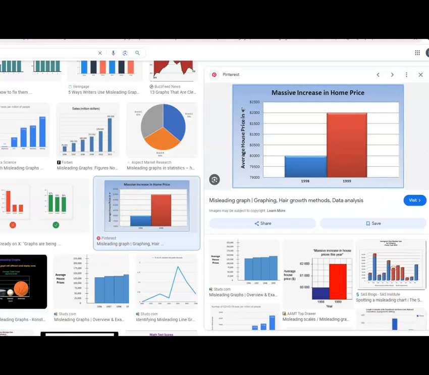Here's another one that looks problematic. They're talking about home prices between 1998 and 1999. Notice that they did not start at 0 on the y-axis, so that's a problem. That makes it look like there's a bigger increase than there really is. That's the biggest issue. The other problem is that this is really a bar graph. These are categories: 1998 is one category, 1999 is another. But notice that the bars are touching, and that should not be the case either. That's not how a bar graph should be designed.